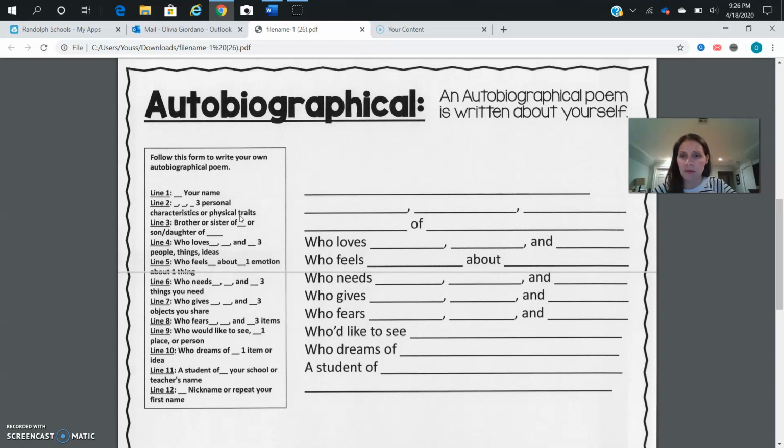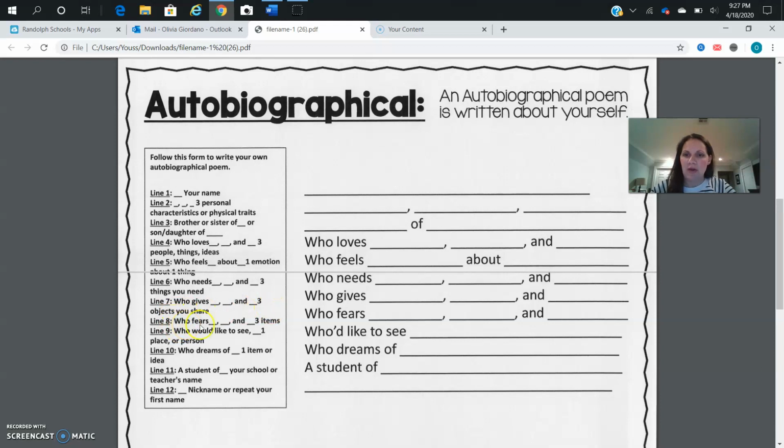On the third line, you are going to put down that you are either a brother or a sister to maybe a sibling, or maybe you can put that you're a son or a daughter to who your parents are. The fourth line, who loves, and you're going to write either three people, things, or ideas. On the fifth line, who feels about one emotion and about one thing. Then you're going to write down who needs, and you're going to write 3 things. On the 7th line, you're going to write down who gives 3 objects to share.